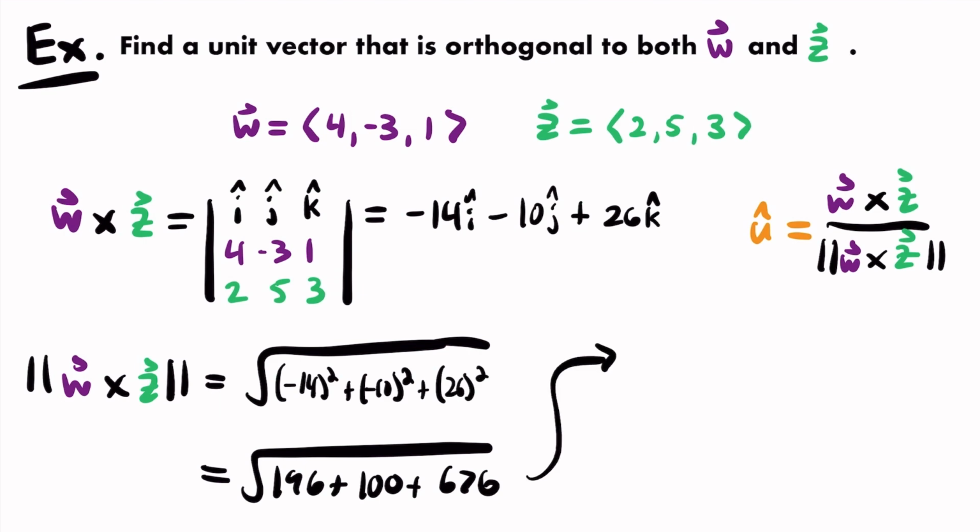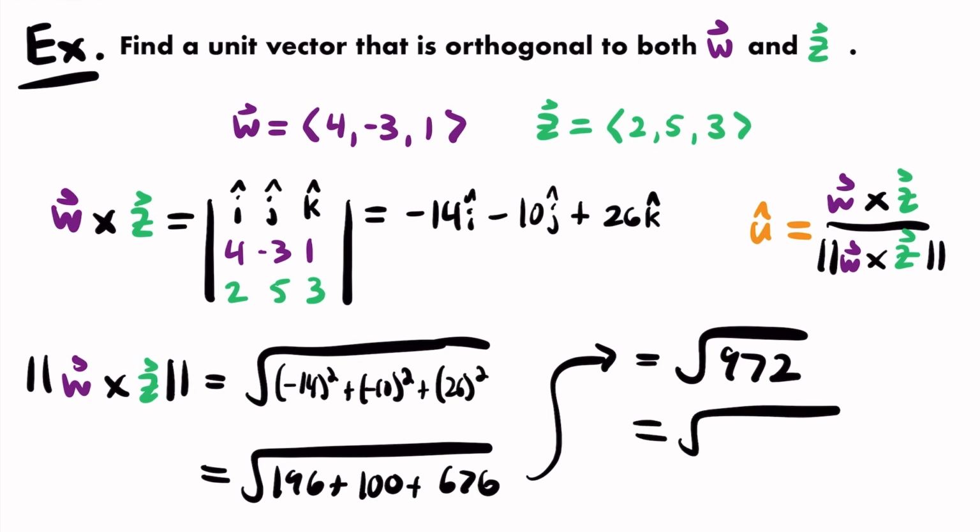So if we continue our work up here, this is equal to the square root of 972, which we can simplify a little bit to make it easier to work with. 972 does have a factor that is a perfect square. It's equal to 324 times 3. So this would be equal to the square root of 324 times 3, and 324 is 18 squared. So if we take the square root of each part, we're left with 18 times the square root of 3. Okay, so that is the result, or the magnitude of this cross product.